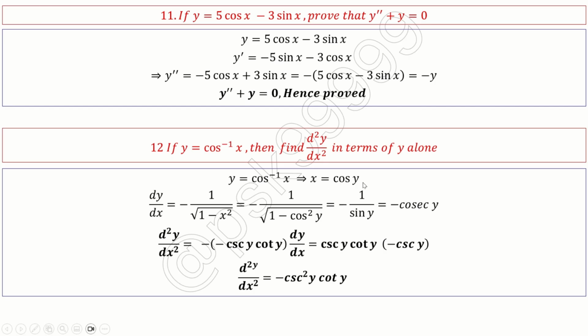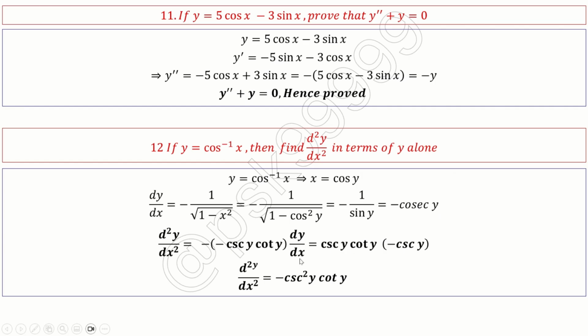You can also differentiate x equals cos y directly and you will get the same. dx by dx is 1, equal to minus sin y dy by dx. So dy by dx is nothing but minus cosecant y. Same thing you will get from here. So second order differentiation is simple. d square y by dx square is nothing but minus cosecant y into cot y into dy by dx. dy by dx is, we know, minus cosecant y.